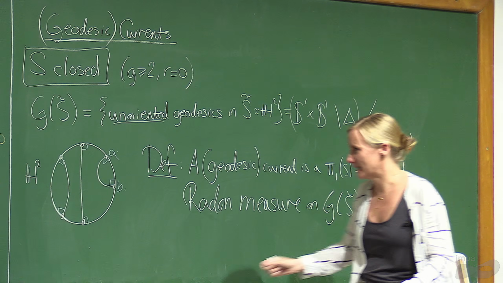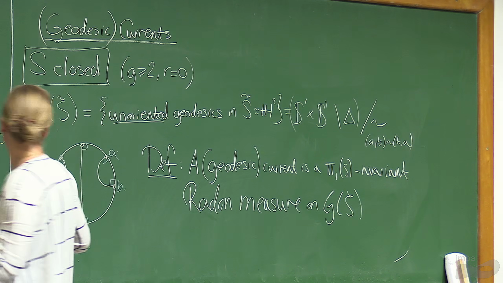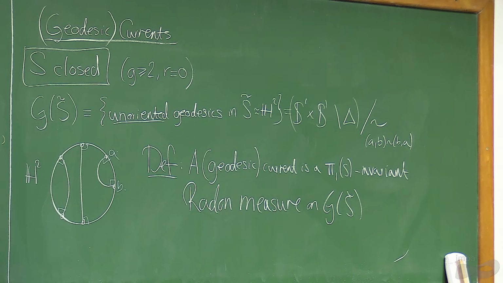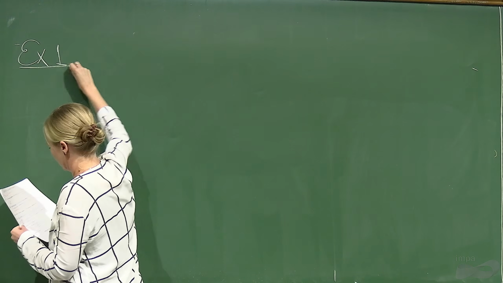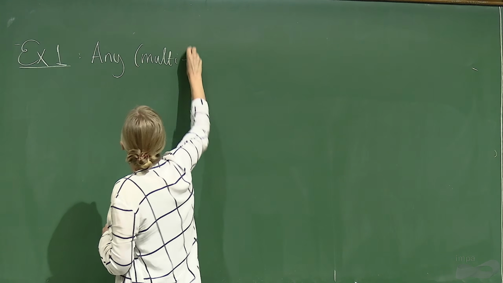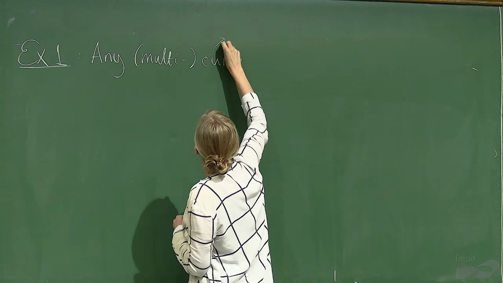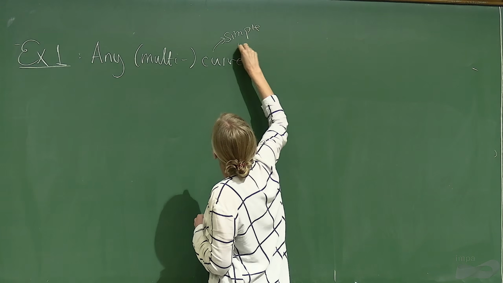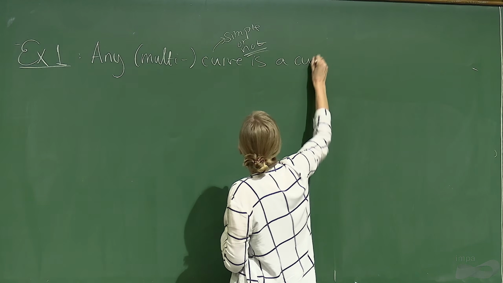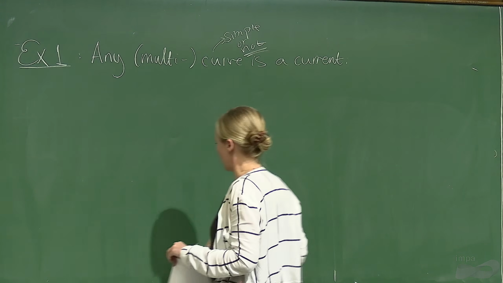Let me, in one minute, just give you an example, so it makes it a little bit less mysterious. It turns out that any curve, any closed geodesic on your surface, or multi-curve if you want, is a current, or can be identified with a current. In this case, it's simple or not. It doesn't have to be simple. We're going to identify it with a current the following way.